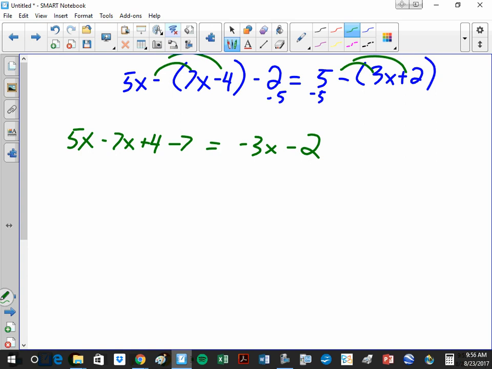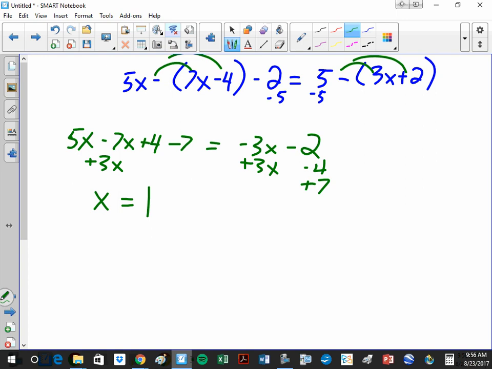So combine like terms. Let's move all the variables to the left and all the constants to the right. So 5 and 3 is 8, minus 7 is 1x. And I'm going to subtract 4 and add 7. x equals 1. So it should be positive 1, right?